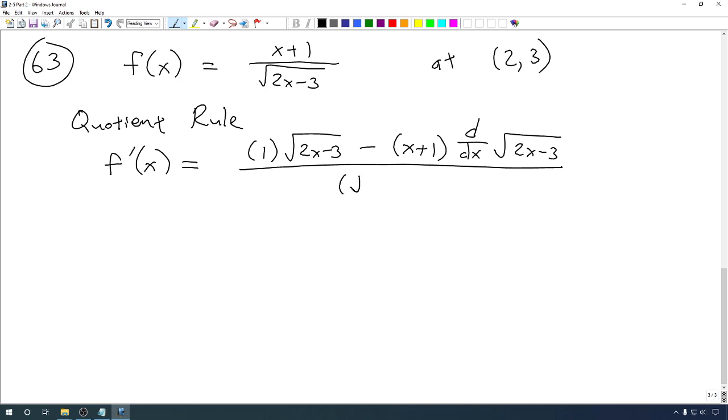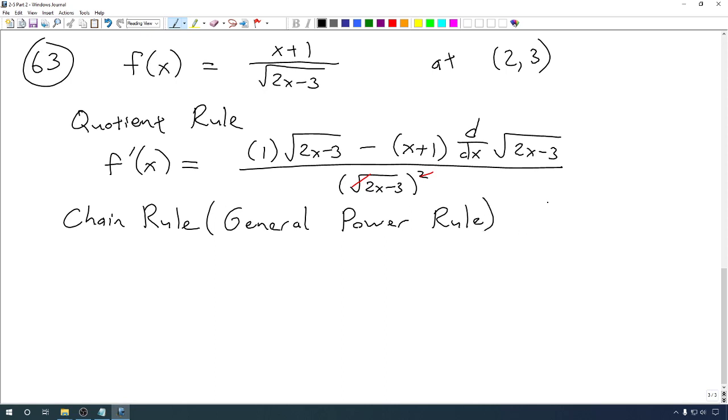Finally, we're going to take our bottom, our original square root of 2x minus 3, and we're going to square it. Of course, here, the square root basically gets to cancel with the square. So the bottom actually will just be a 2x minus 3. Next, we're going to have to use the chain rule, specifically for this derivative that we haven't dealt with yet. We want to keep in mind that the square root of 2x minus 3 is really 2x minus 3 to the 1/2 power. And so we're going to use the chain rule, or maybe we could say we're using the general power rule, for the fact that this is something to the 1/2 power.